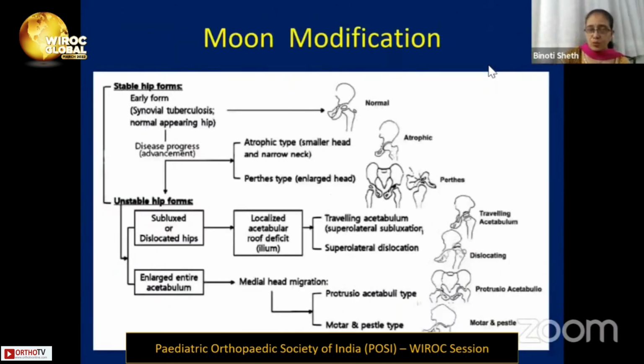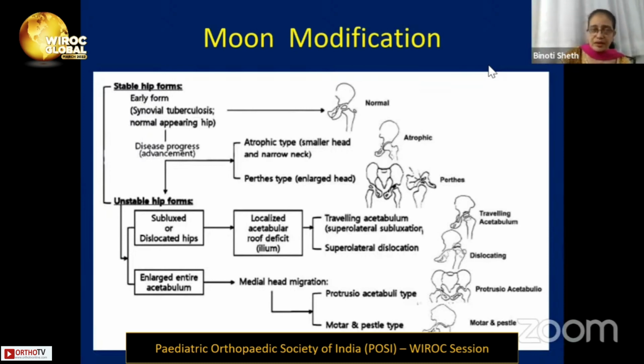Moon from Korea has modified this classification to explain more about the stability of the hip and the cephalocotyloid relationship in these different varieties. But they don't help much in your diagnosis and treatment, except that they give us some prognostic value, where the normal type and the triradiate type have good prognosis, whereas the atrophic type or the ankylosing type has poor prognosis.